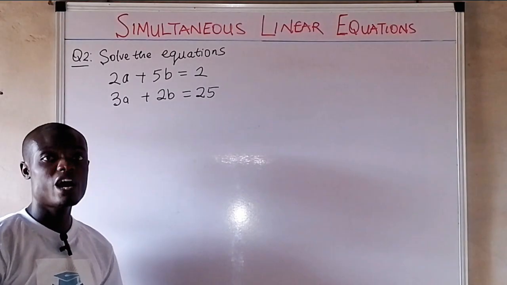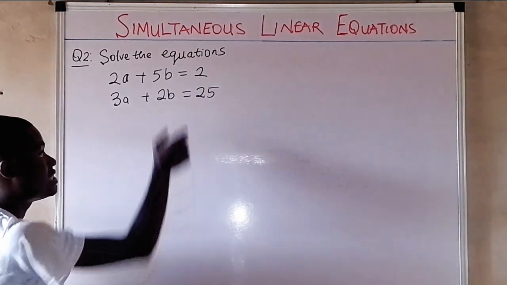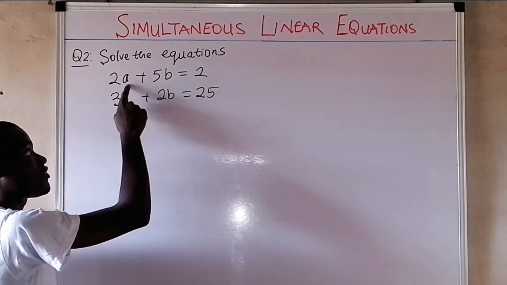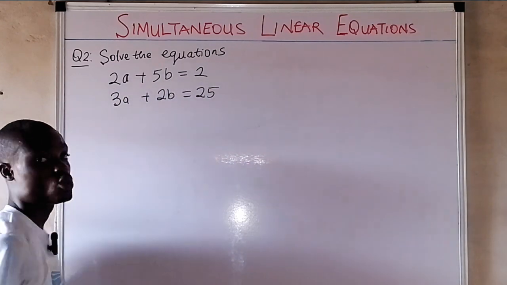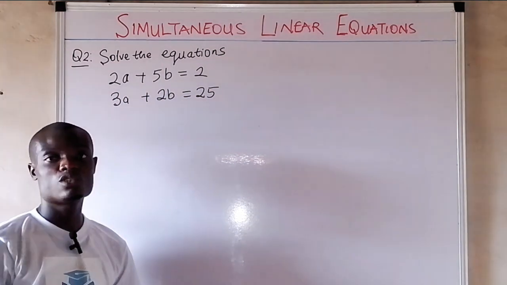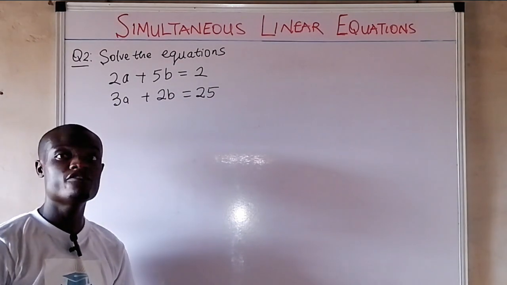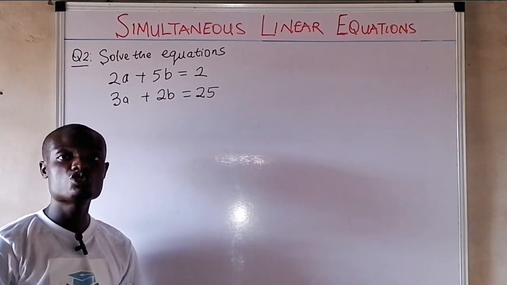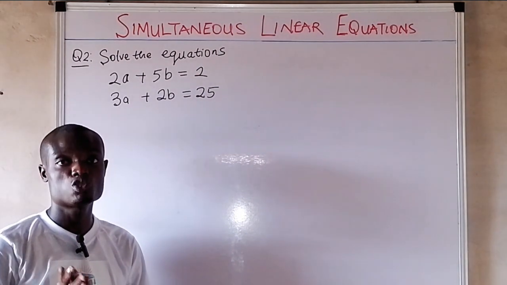And second question, we have a pair of linear equations to find the unknowns. Now, if we take a look at these two equations, we find out that the coefficient of A is 2, the coefficient of B is 5, the coefficient of A is 3, and the coefficient of B is 2. So none of them has a coefficient of 1. So we can use the substitution method, but it will be very tedious. Then we have to resort to the elimination method.